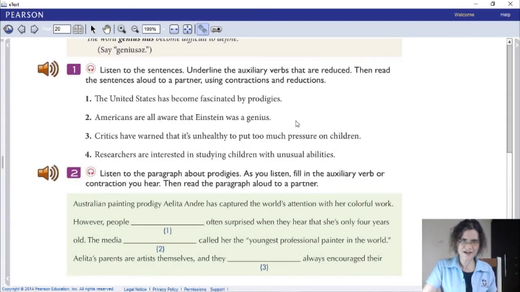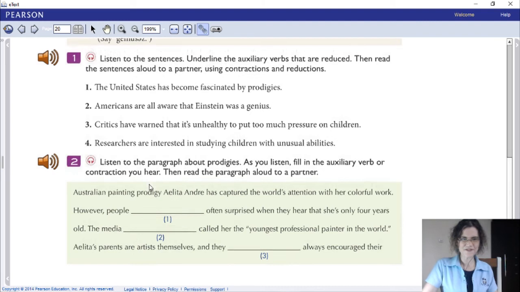Okay, good job. So, for example, number 1, what you would have underlined is the word "has," right? Okay, you answered number 2, 3, and 4. That brings us to the next one, number 2.